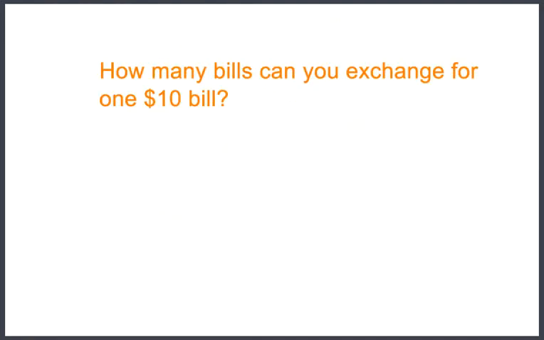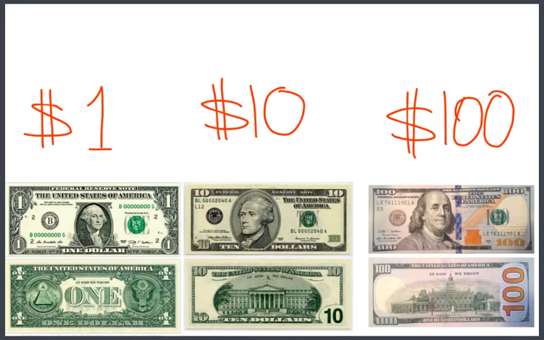Let's talk about the different amounts of money and the different types of money that you cut out. You cut out $1 bills, $10 bills, and $100 bills. Here are real-life examples of $1 bills, $10 bills, and $100 bills.